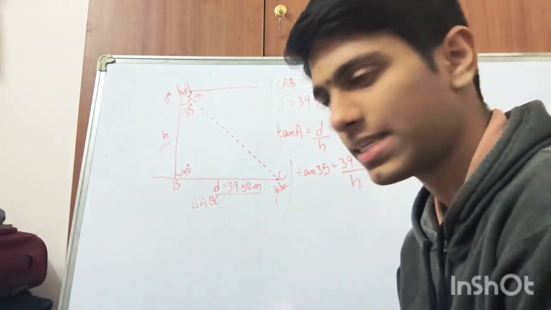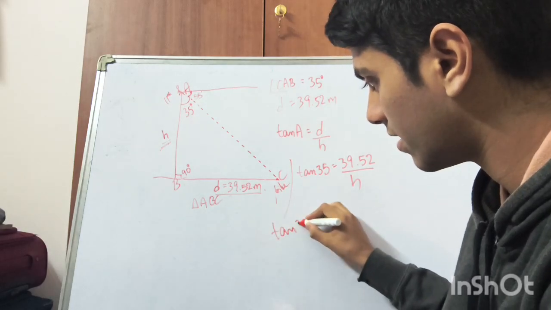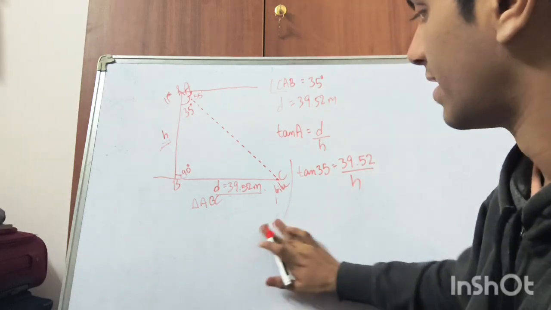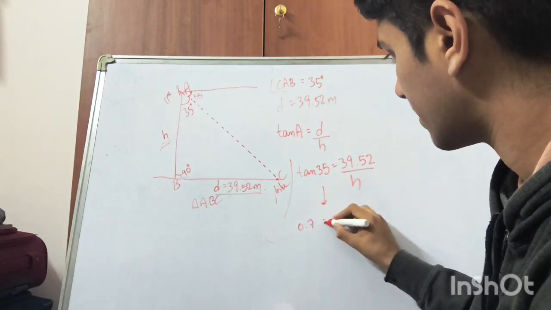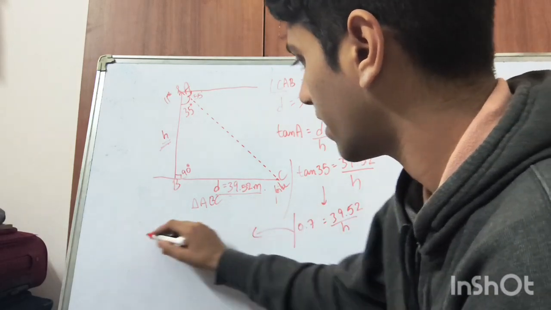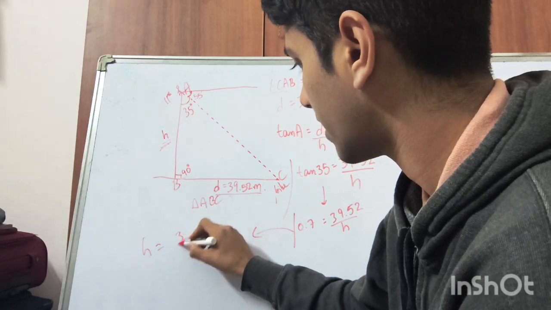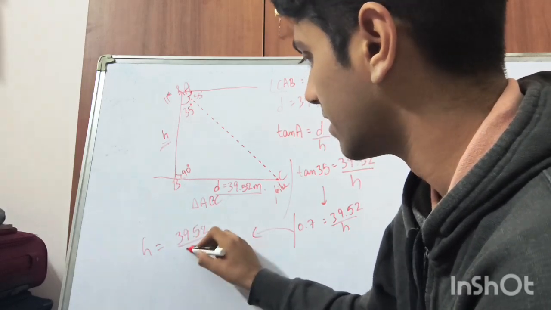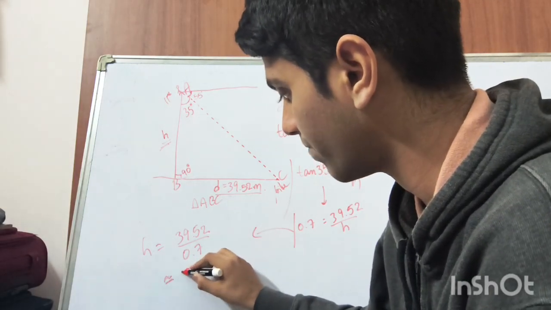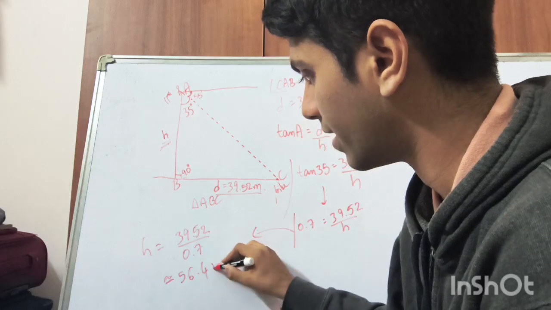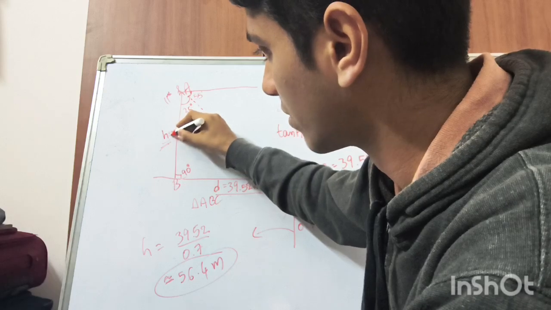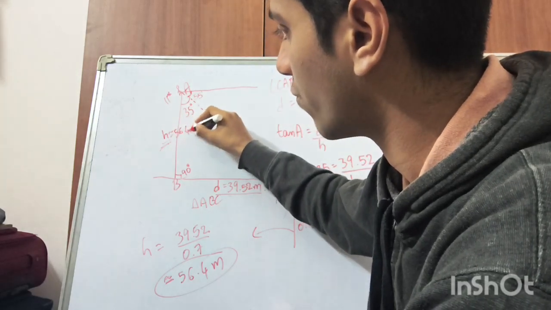Now the value of tan 35 is approximately 0.7. So if we substitute that in place, 0.7 is equal to 39.52 divided by H. And we know that H is equal to 39.52 divided by 0.7. Now if we simplify that, it comes down to approximately 56.4 meters. So the height of the building, which is H, is approximately equal to 56.4 meters.